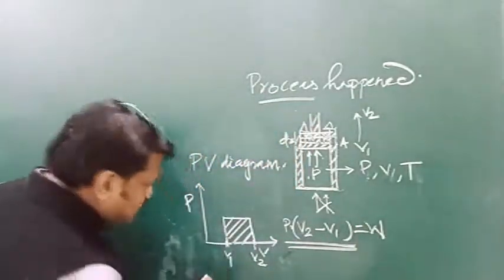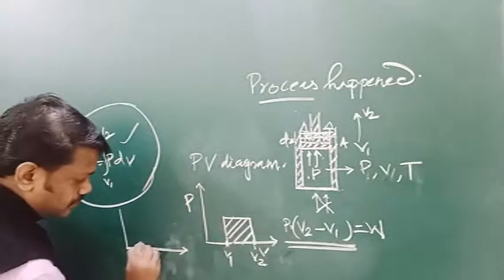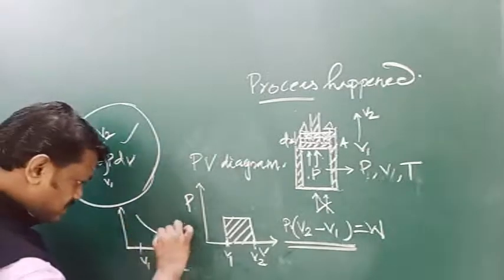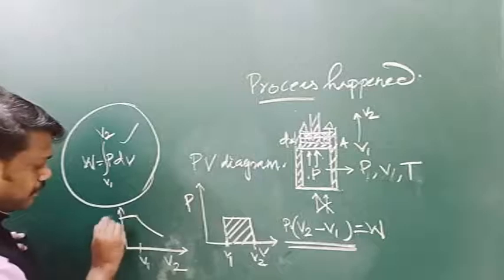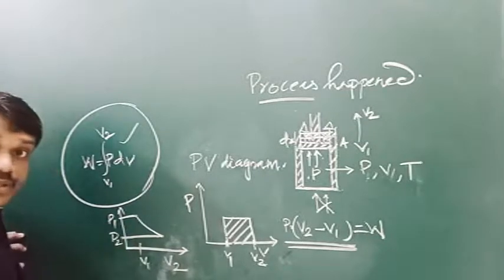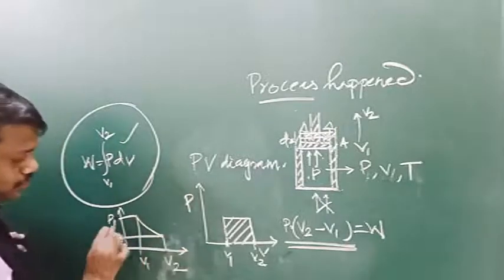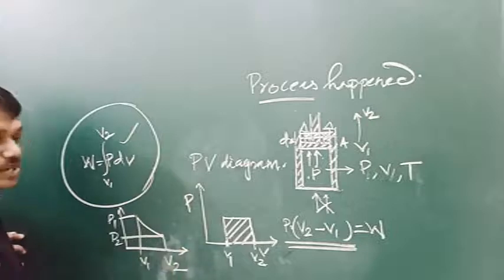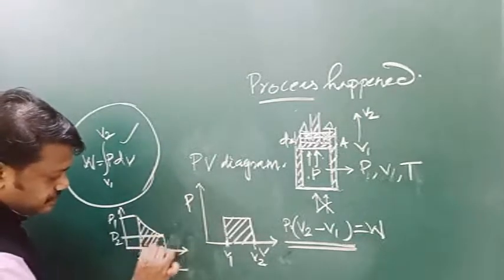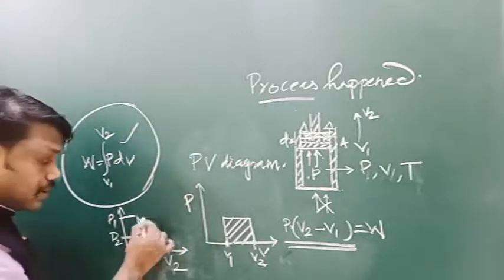Okay, suppose the pressure is not constant. Volume changes from V1 to V2, and the pressure is also changing from P1 to P2. See, as the volume increases from V1 to V2, pressure decreases from P1 to P2. So what is the area under this curve? How can you find it out? You can make use of integration.